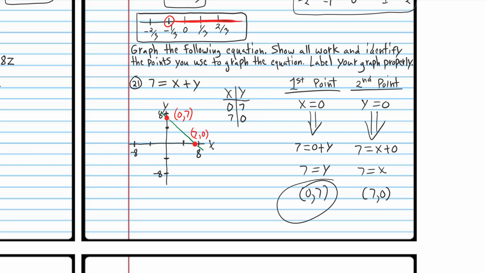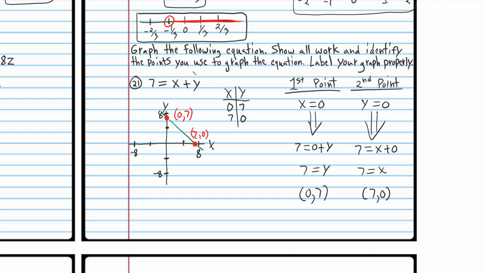You can write your points as ordered pairs on the graph with parentheses, or you can write a table, or you can write ordered pairs down here, just as long as you show those points somewhere. But there's multiple ways to do it, so I'm showing you that there's more than one way.